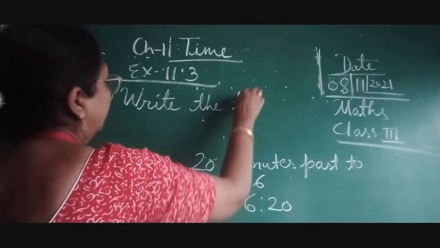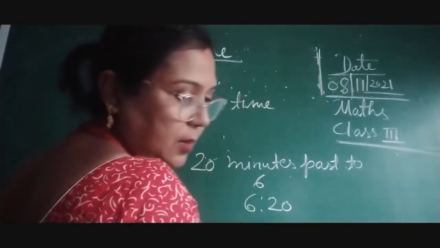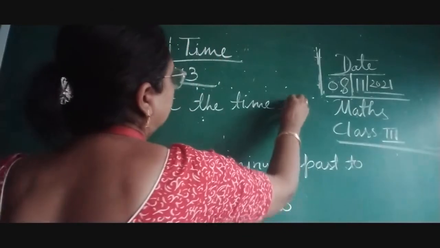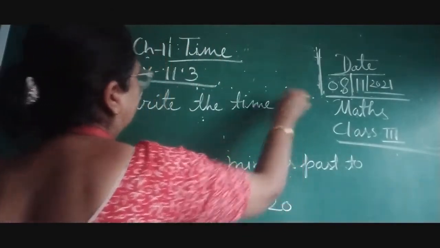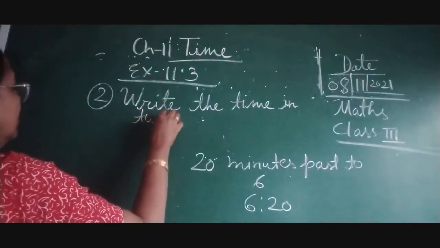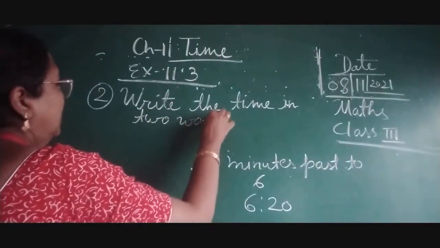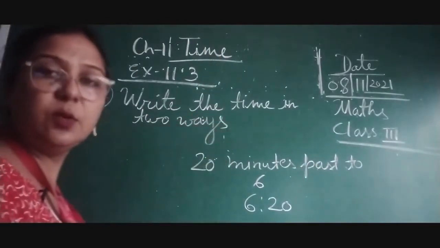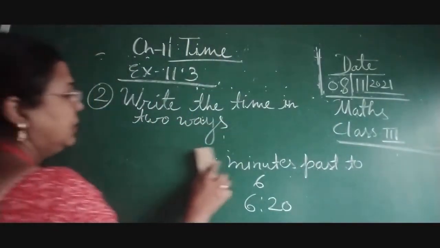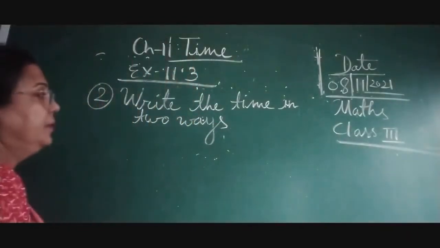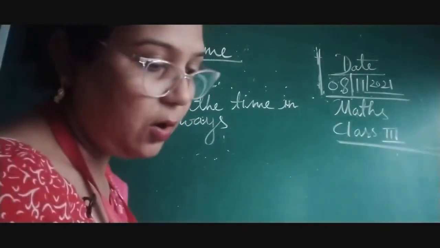Write the time in 2 ways. Write the time in 2 ways. Okay, children? Now, children, here you can see the first clock.